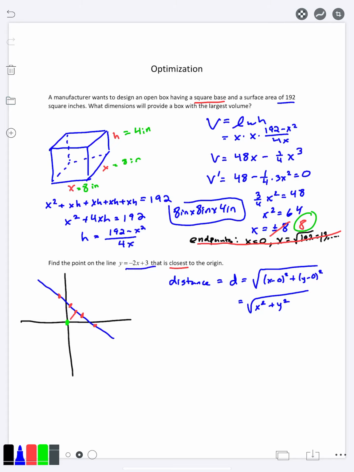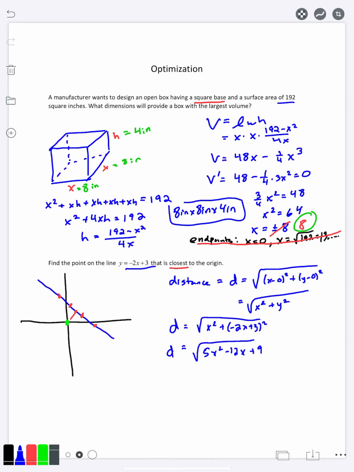Thankfully, we know that y is the same as -2x plus 3. So that means d is equal to the square root of x squared plus (-2x plus 3) squared. And if you go ahead and simplify that as best as you can, I'm going to have 5x squared minus 12x plus 9.